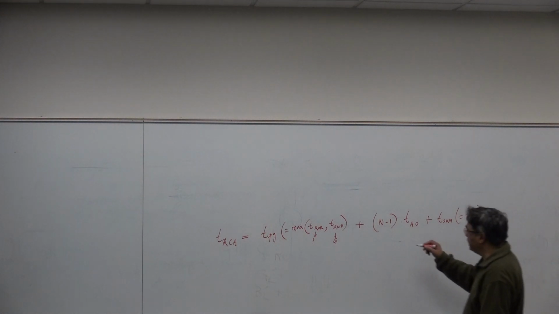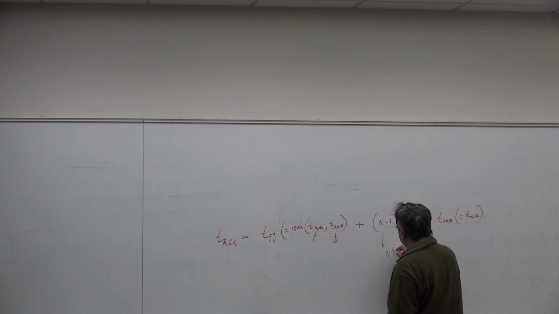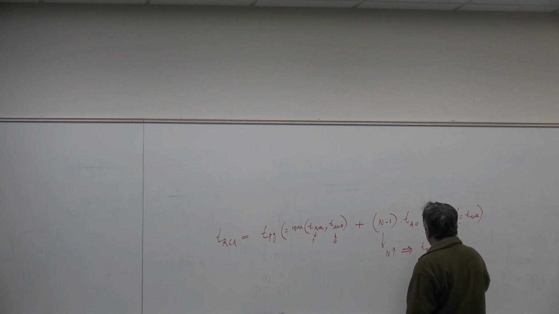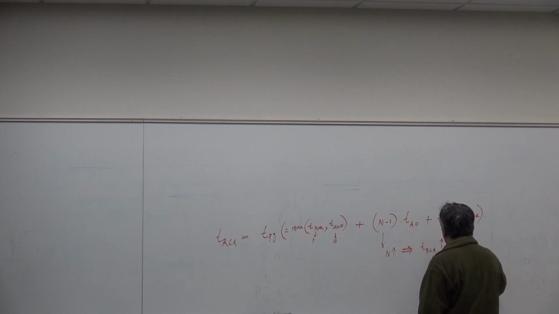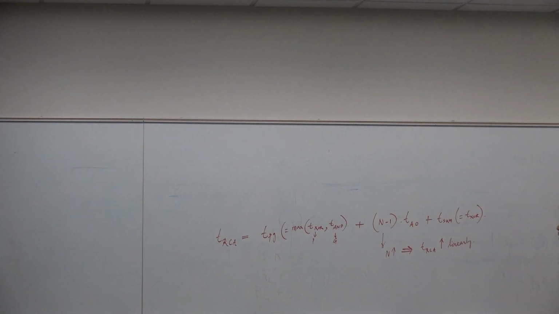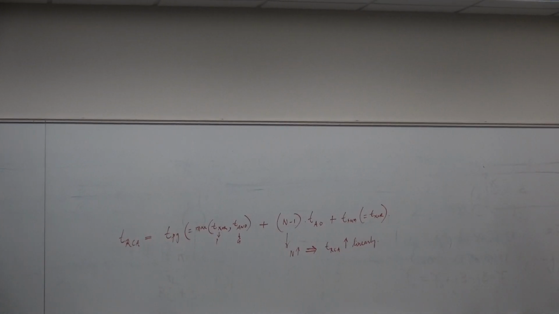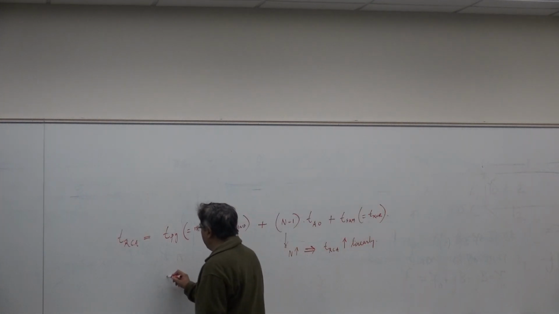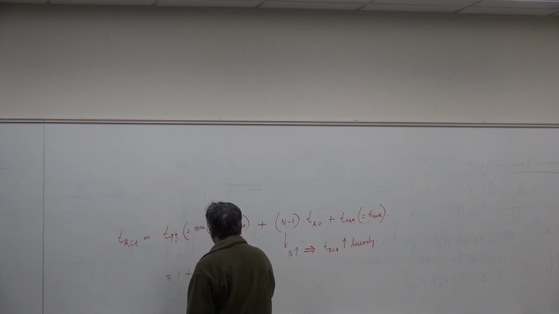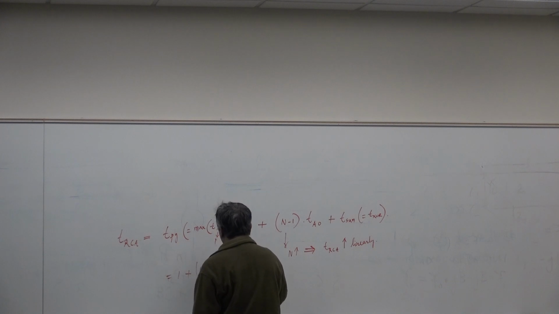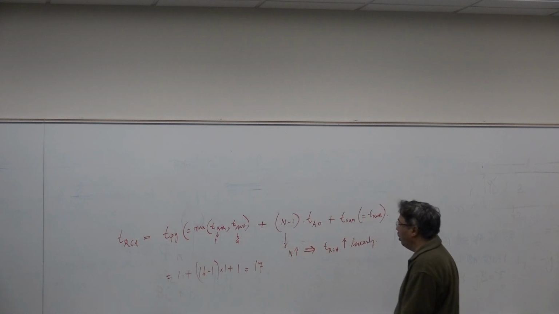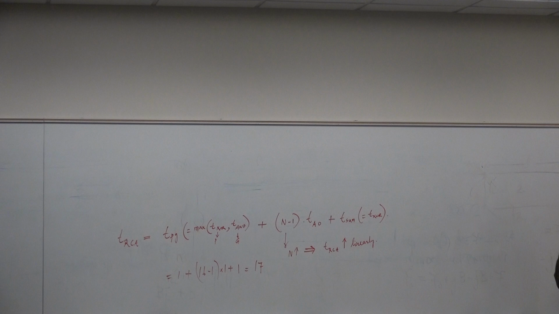Now we see that as n increases, T_RCA increases linearly. So if we have a 16-bit adder, this will be quite slow. If you assume all these functions have the same delay, then it will be (16 minus 1) into 1 plus 1, which is equal to 17. Assuming that all the gates have the same delay, which is not the case in reality.